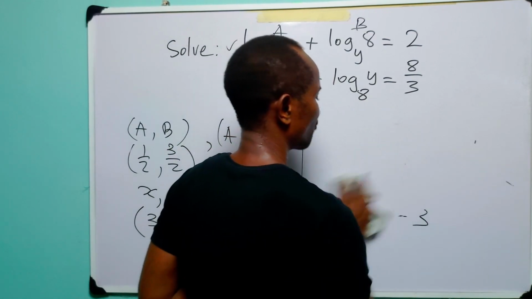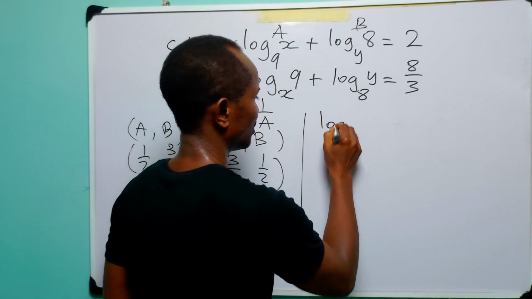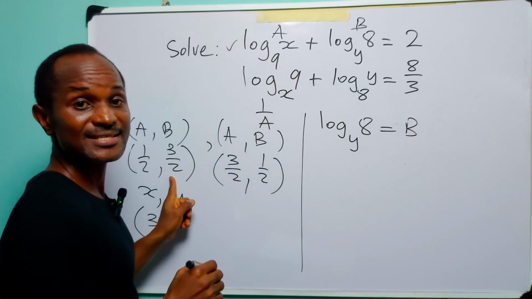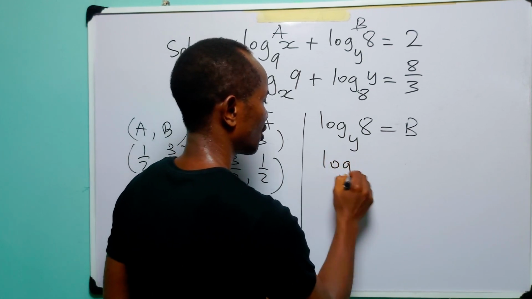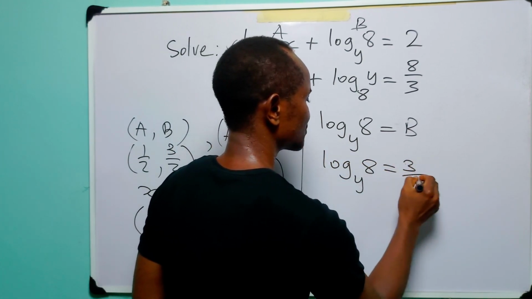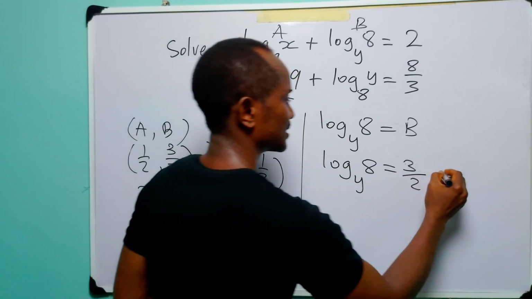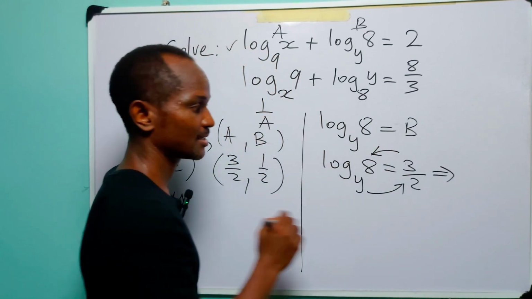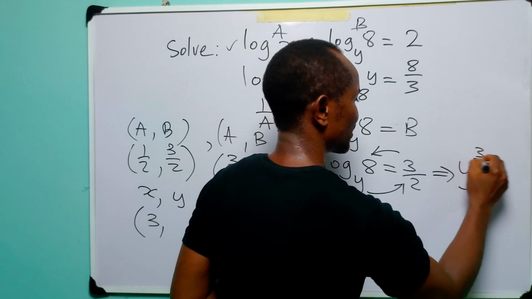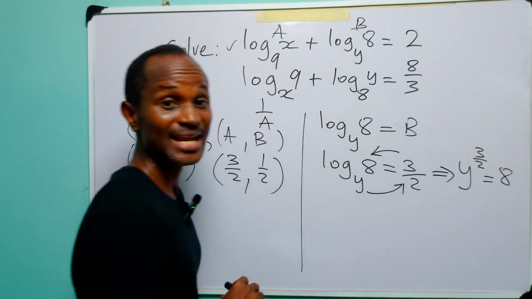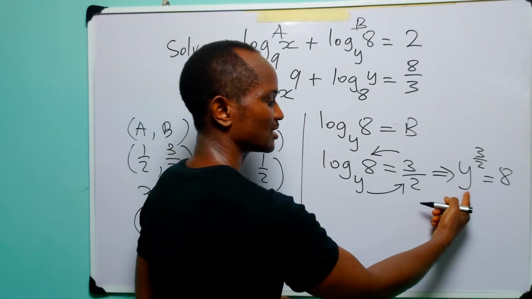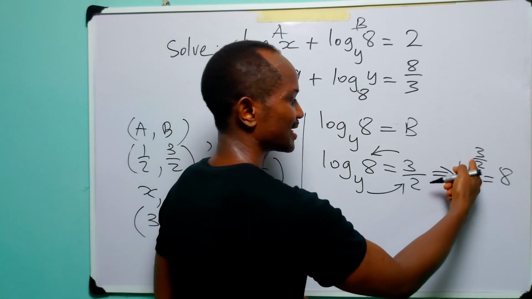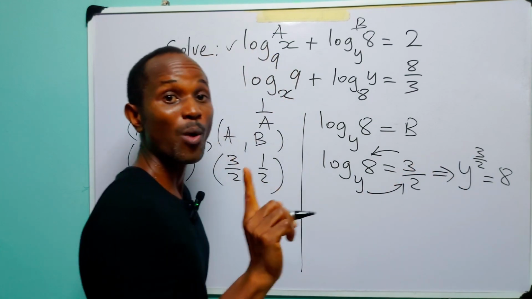To calculate the value of y, we have that log base y of 8 is equal to b. So when b is 3/2, log base y of 8 is equal to 3/2. Once more, this simply means that y to the power 3/2 is equal to 8. Now the question is, how are we going to calculate y from this equation? What do we do to make the exponent of y 1?